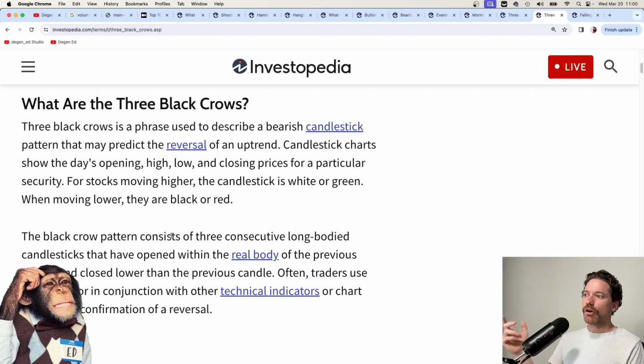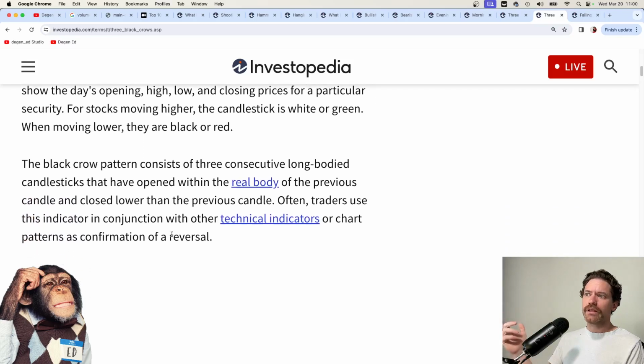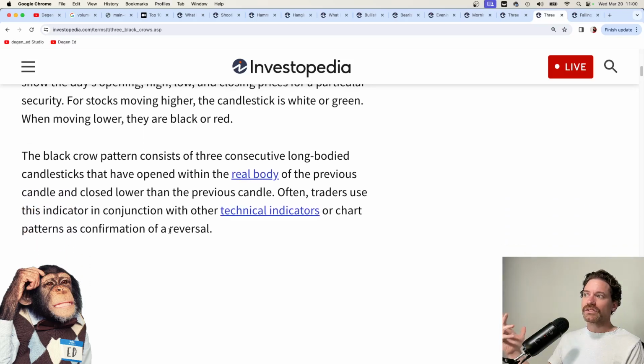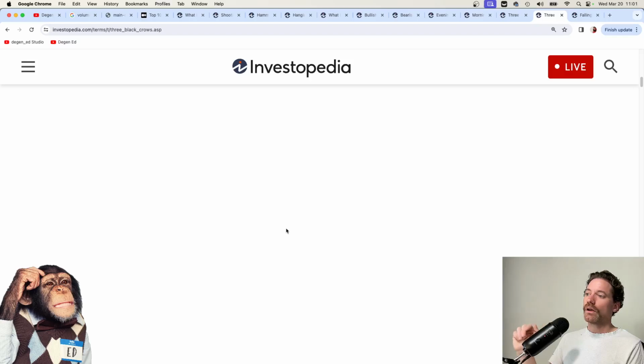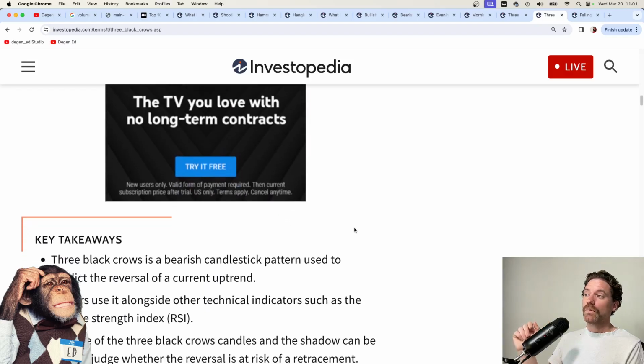The black crow pattern consists of three consecutive long-bodied candlesticks that have opened within the real body of the previous day's candle and closed lower than the previous day's candle. Often traders use this indicator in conjunction with other technical indicators or chart patterns as confirmation of reversal. So you need to be looking at other candles, other patterns that you might be seeing. You can't really just rely on one of these, not any of them. You have to look at multiples.